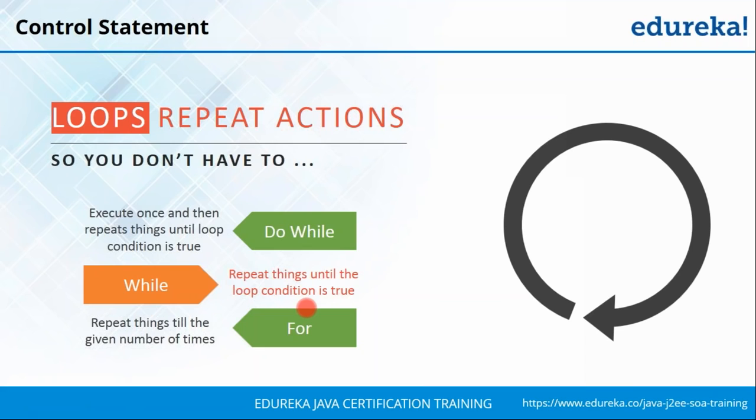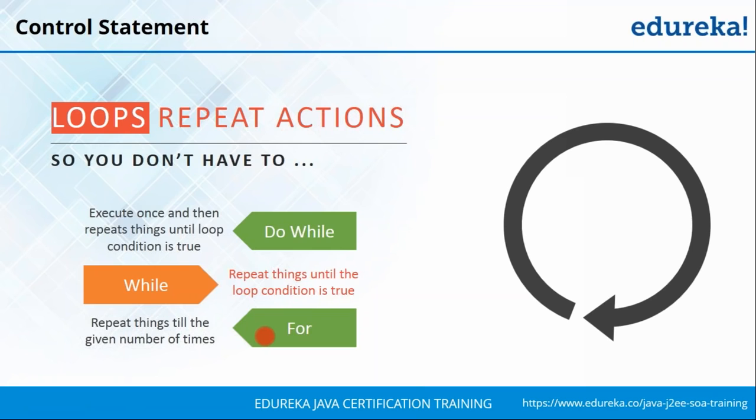The only difference between do while and while is that do while executes at least once before the condition is checked, whereas while checks the condition and only then enters the statements. After that you have the for loop. Now, the for loop is also an entry control loop, but the difference is that you use the for loop when you know the number of times you're going to repeat something.